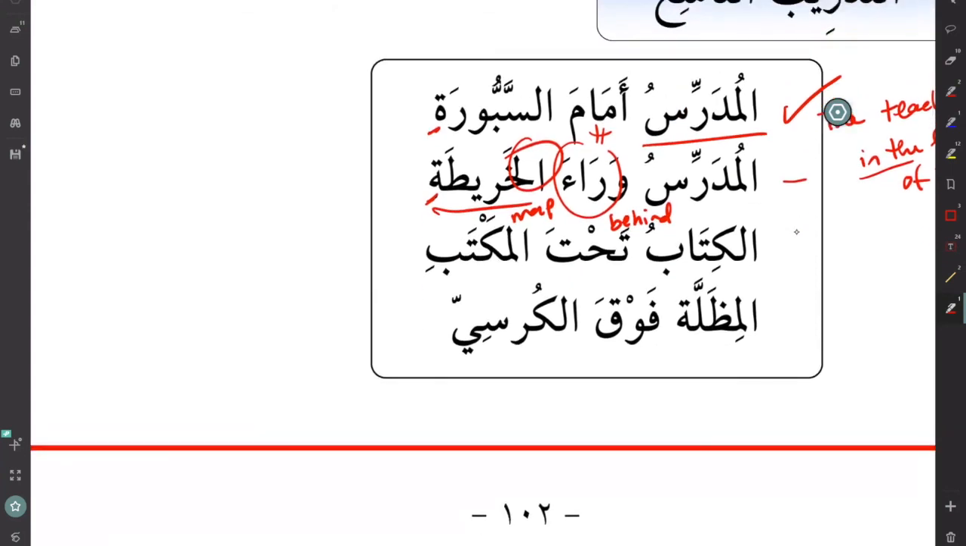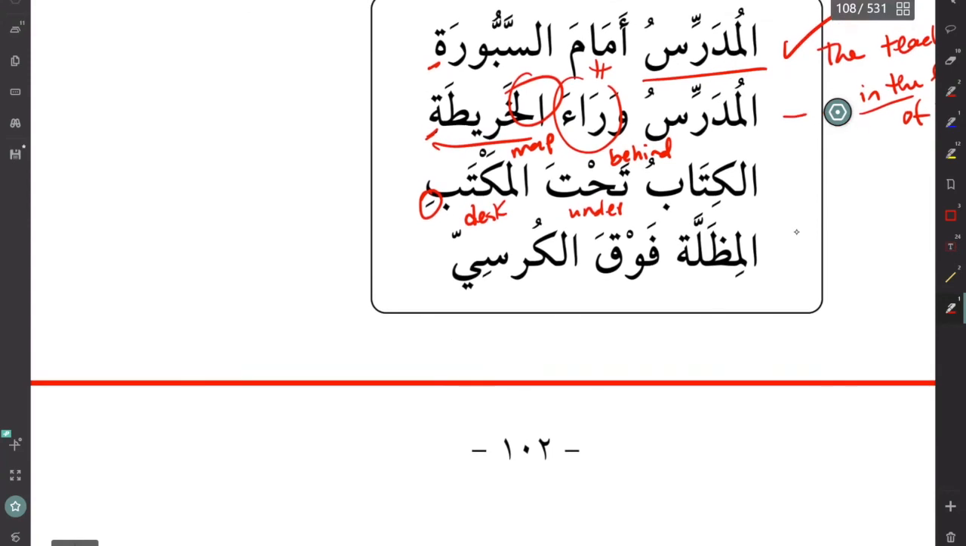Al-kitabu, the book, tahta. Tahta is what? Under. Tahta is under. So they're showing you a lot of prepositions. In English, we call them prepositions. In Arabic, we have a different name. Zarf, zarful makan. These are all, you can say, adverbs of place. Okay. So we have تحت المكتب. Maktab is what? Desk. And we have a kasra because of this preposition.